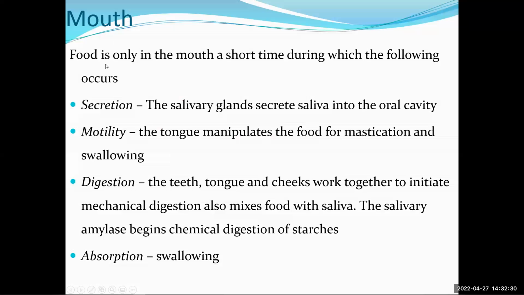Let's talk about the mouth. So food is only in the mouth for a very short time, as with something we could all relate to, it doesn't spend a whole lot of time in there. When it gets into the mouth, digestion begins with the chewing, of course. The teeth break it down, and then you have secretion of salivary amylase or saliva from your salivary glands.